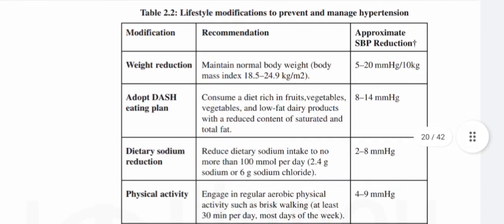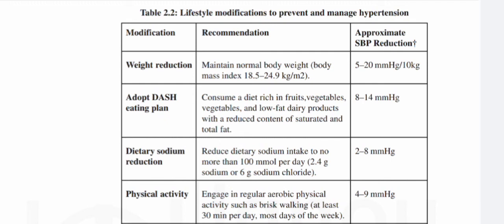Lifestyle modification to prevent and manage hypertension. Modification recommendation: approximate systolic blood pressure reduction. Weight reduction: maintain normal body weight, body mass index 18.5 to 24.9 kg per meter square. Approximate systolic blood pressure reduction 5 to 20 mmHg per 10 kg.